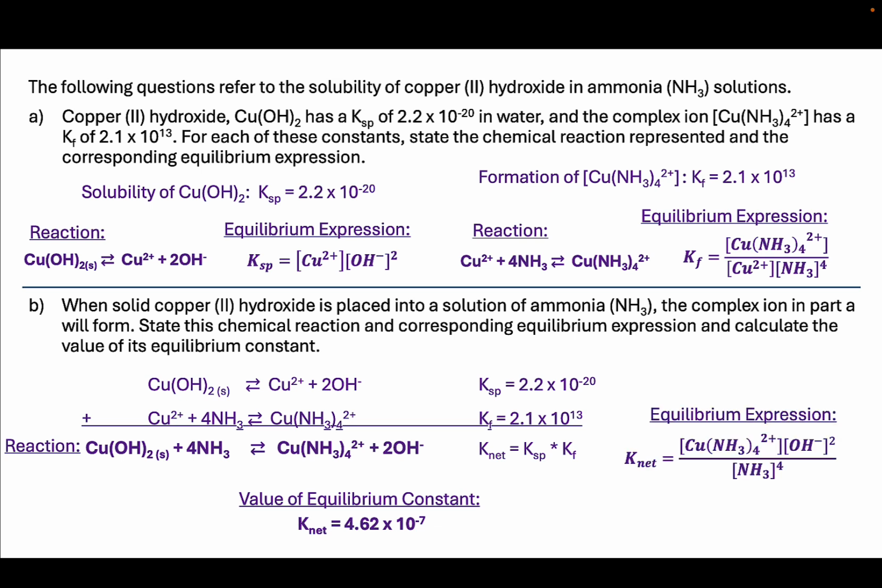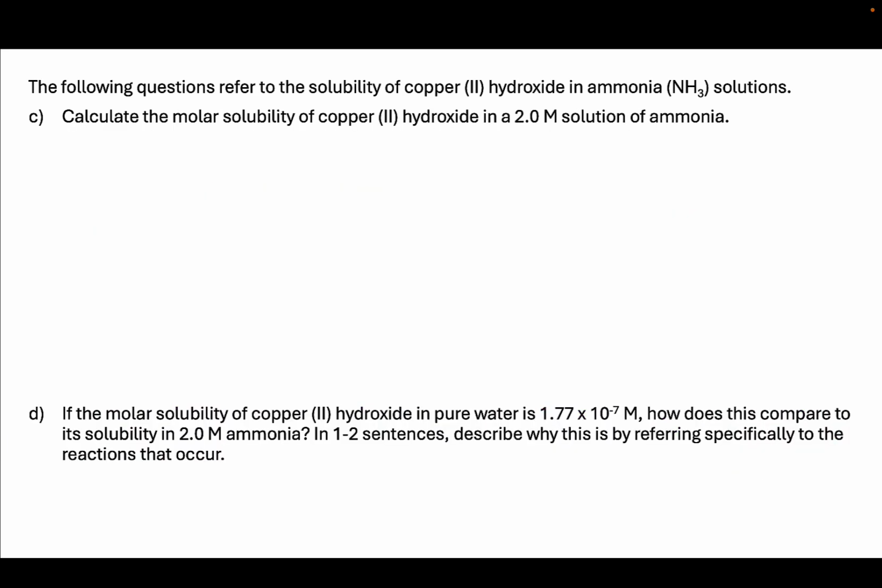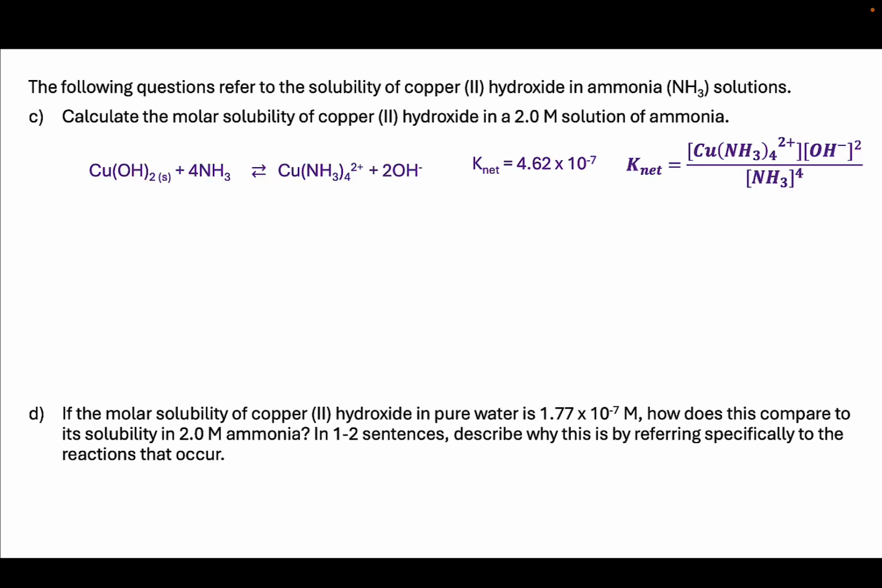The equilibrium expression will reflect this net reaction. Let's call it K net, and that will be just products over reactants, again, making sure that we catch those coefficients as exponents on the equilibrium expression. All right, now we want to do a calculation. Let's calculate the molar solubility of the copper 2 hydroxide in ammonia. And let's bring together all of that we calculated previously.